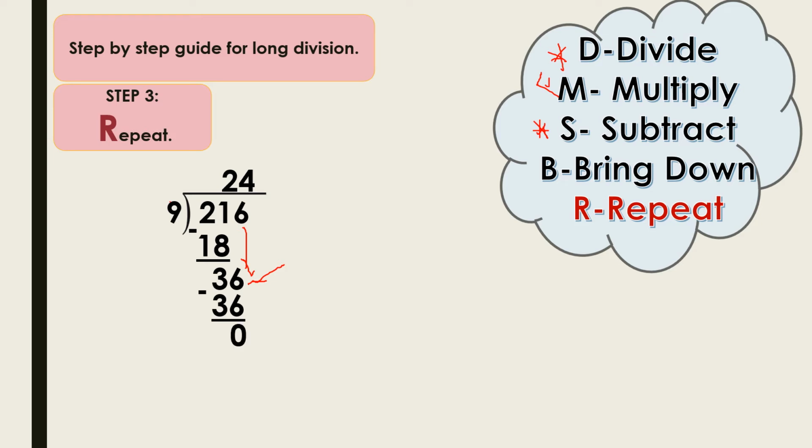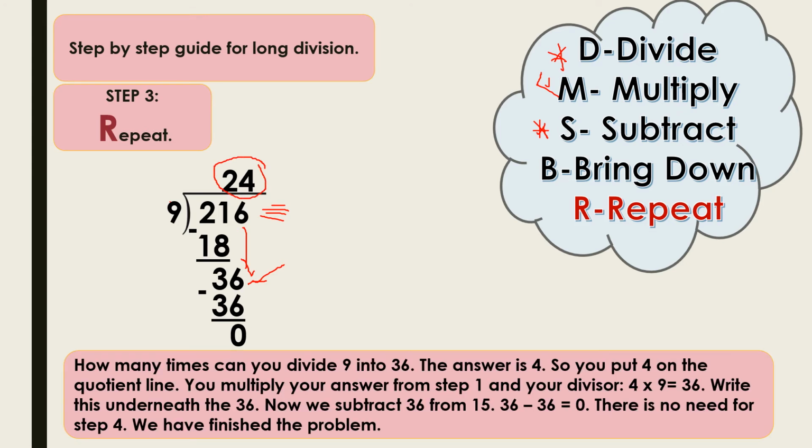Therefore, there is no number left here, and the answer is 0. Therefore, the quotient we have is 24. How many times can you divide 9 into 36? The answer is 4. So you put 4 on the quotient line, you multiply your answer from step 1 and your divisor. 4 times 9 is 36. Right underneath the 36, now we subtract 36 from 36. 36 minus 36 is 0. There is no need for step 4. We have finished the problem. So, therefore, our answer is 24.